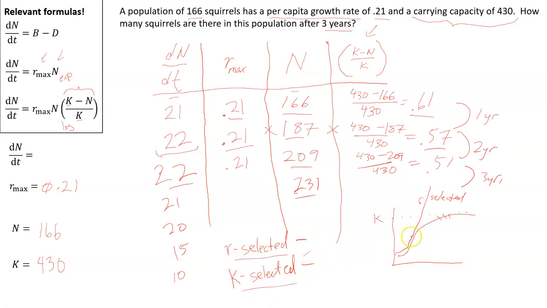R selected, K selected. It's a very general usage term, so there are some species that don't fit neatly into either category. But in general, R selected species have lots of offspring and not a lot of parental care. And K selected species usually have low amounts of offspring with a high level of parental care.